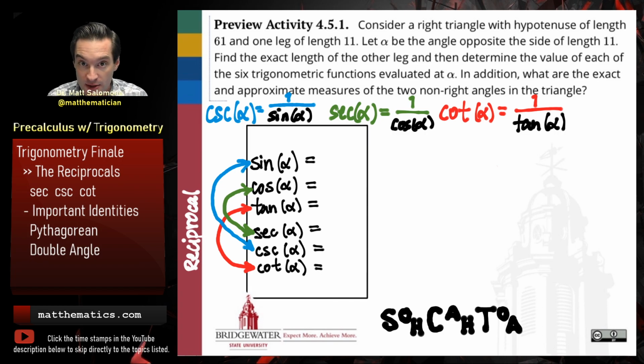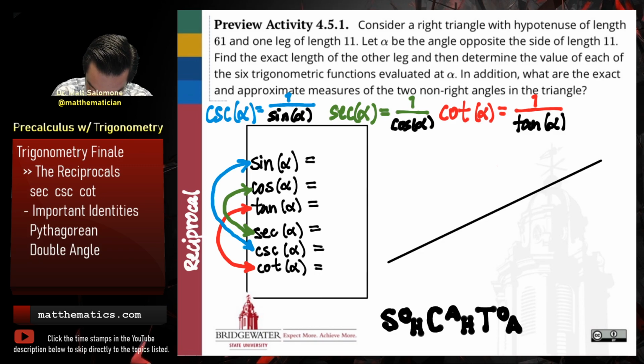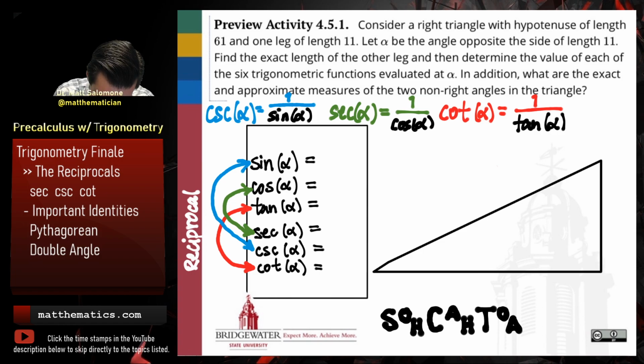So let's take a look at this activity out of Boelkins' Active Prelude to Calculus and see how we can use these ideas of the reciprocal trigonometric functions. In this problem, we're considering a right triangle, and we know the length of its hypotenuse is 61, and the length of one of its legs is 11. So we know two lengths of the sides in this right triangle. Let's try and sketch it out, kind of plausibly, but probably not really. I'm not sure if this diagram is to scale.